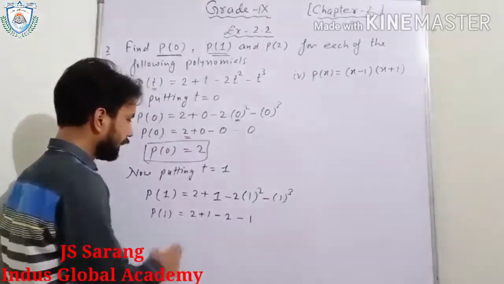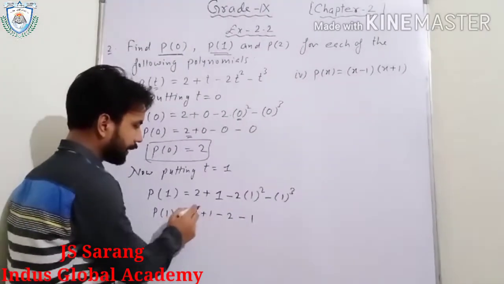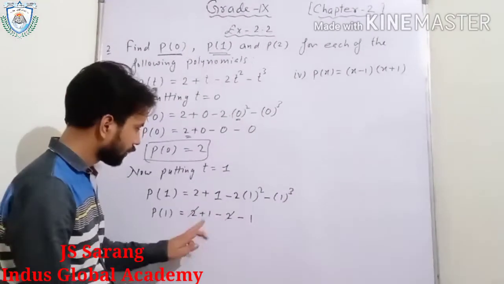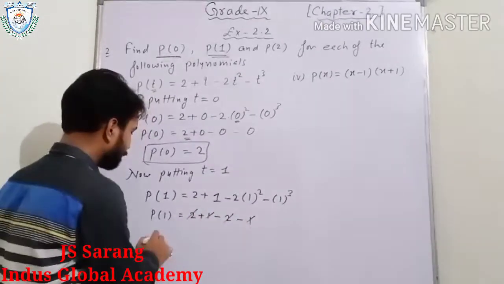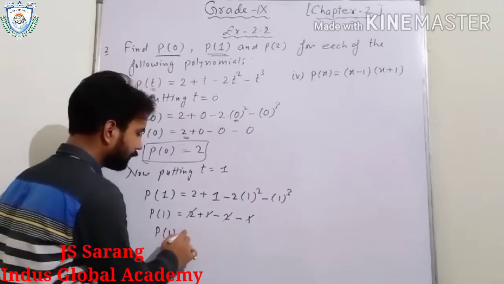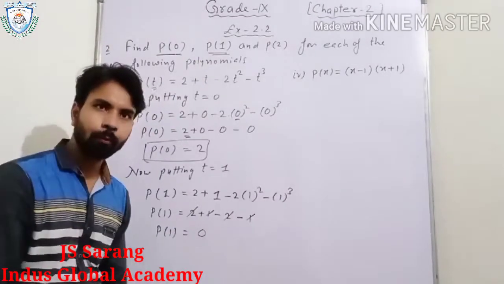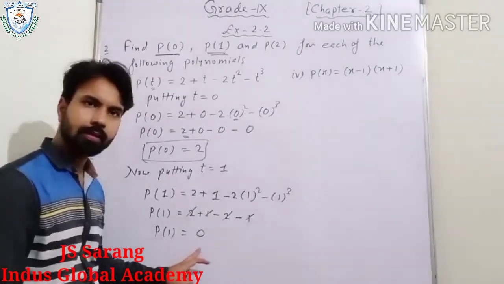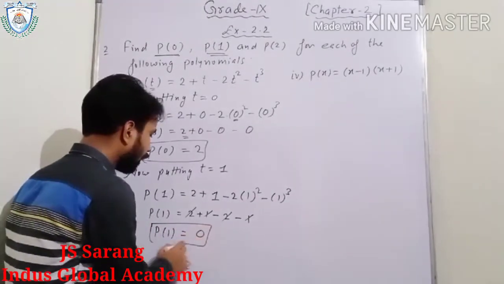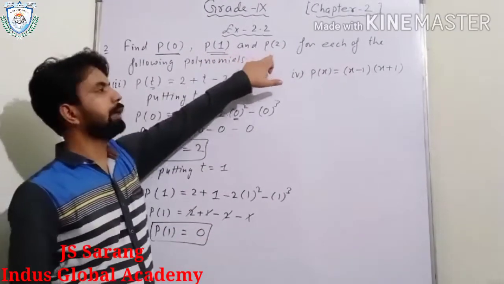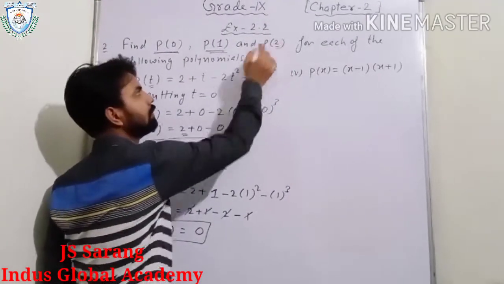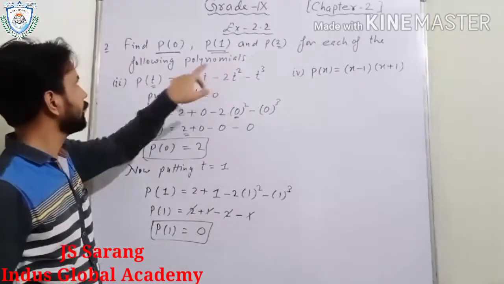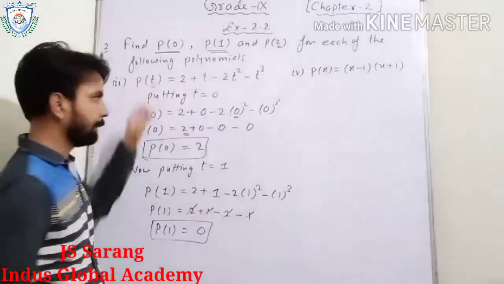Clear? Now see, 2 positive, 2 negative, cancel. 1 positive, 1 negative, cancel. So what is left? Nothing is left, and if nothing is left, that means 0. So the value of p1 is 0. Now we have to find p2, means we have to put the value of t as 2. So we will put 2 in place of t.